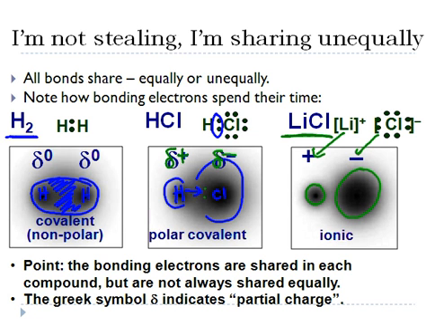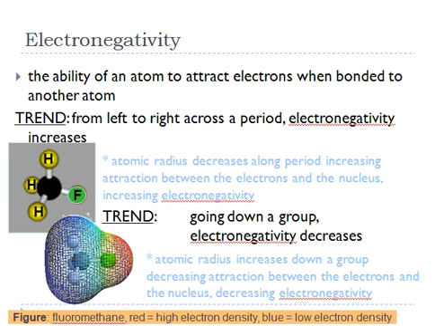The point I'm trying to make here is that the bonding electrons are shared in each compound, but are not always shared equally, and that Greek symbol delta indicates a partial charge. For now, that's all you need to know, because I am going to talk a little bit more about this in the next slide and in other videos. But that's sort of where the concept of electronegativity comes from. So here's the actual trend that you need to know. Electronegativity is the ability of an atom to attract electrons when bonded to another atom. So I call it sort of hogging electrons.